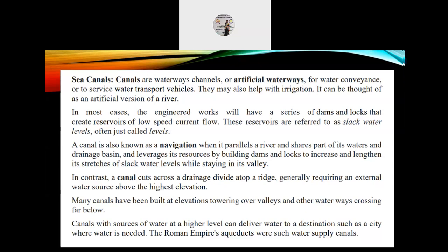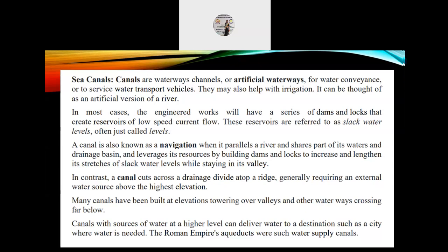A canal is also known as a navigation when it parallels a river and shares a part of its water and drainage basin and leverages its resources by building dams and locks to increase and lengthen its stretches of slack water levels while staying in its valley. In contrast, a canal cuts across a drainage divide atop a ridge, generally requiring an external water source above the highest elevation.